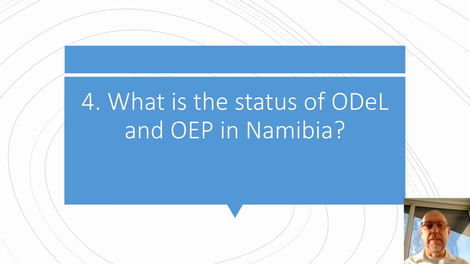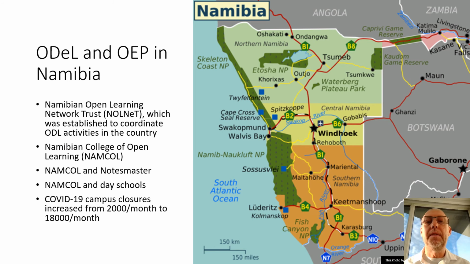Does it work in practice? Let us look at the status of ODL and OEP in Namibia. Namibia is a country on the southwest coast of Africa, bordered by Angola, Zambia, Botswana, and South Africa. It has a long history of distance education provision and is increasingly embracing ODL and OEP. So, for example, the Namibian Open Learning Network Trust, NOLNET, which was established to coordinate ODL activities in the country, and where multiple institutions share centers and ICT infrastructure.